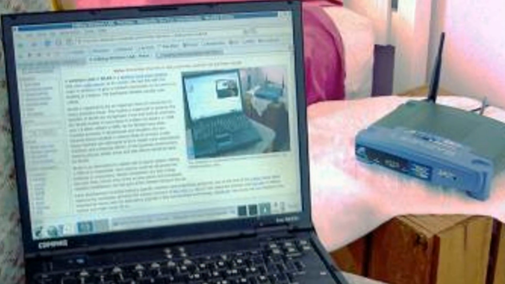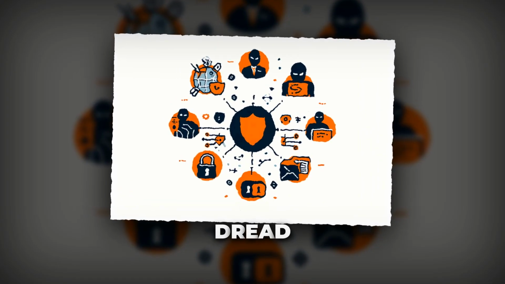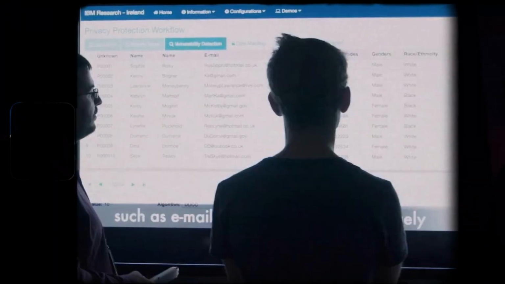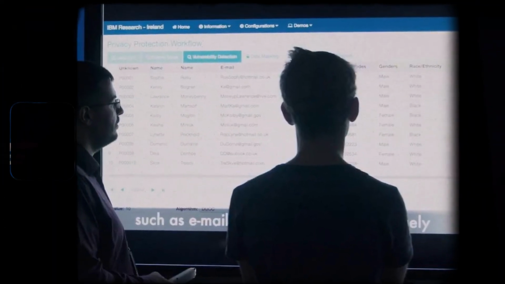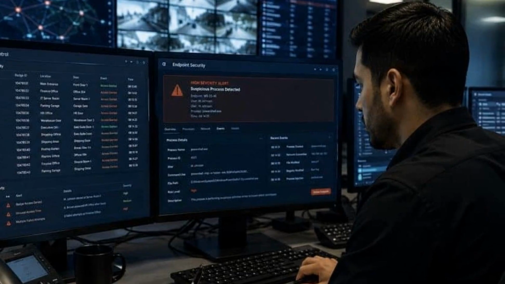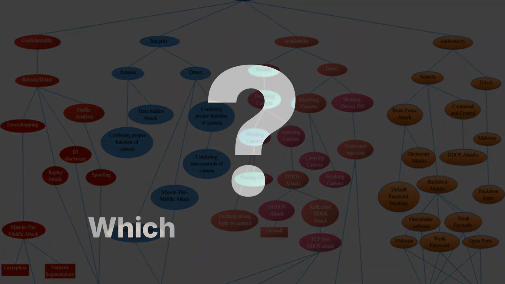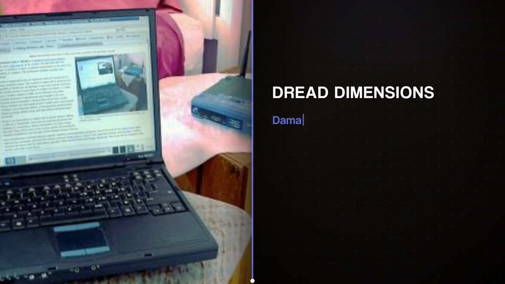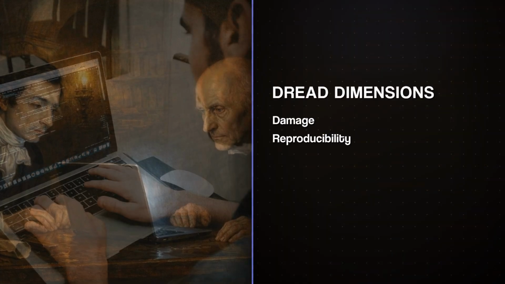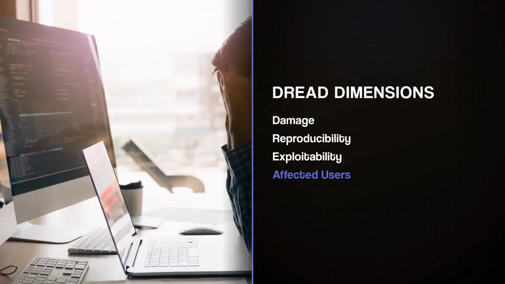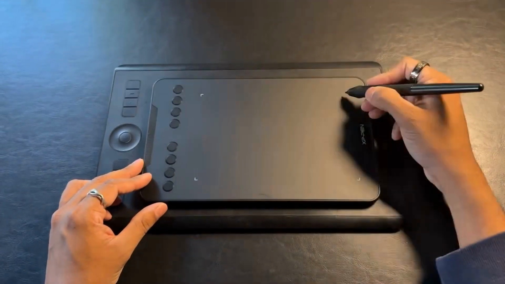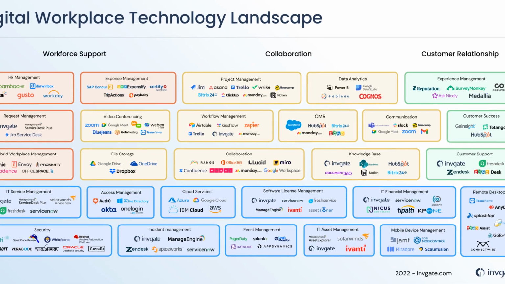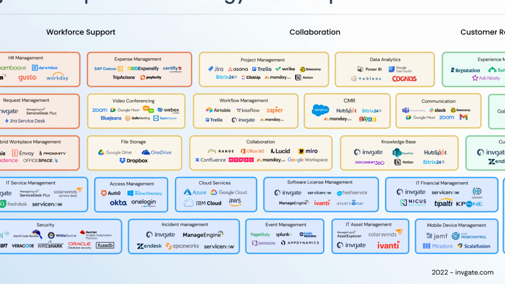Second box. DREAD. DREAD is STRIDE's companion. Microsoft built it as a scoring tool to answer the question STRIDE can't. After you found all these threats, which one do you fix first? 5 dimensions: damage, reproducibility, exploitability, affected users, discoverability. Score each one from 1 to 10. Add them up. The highest number goes to the top of the fix list.